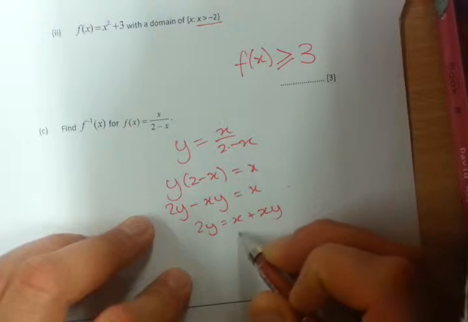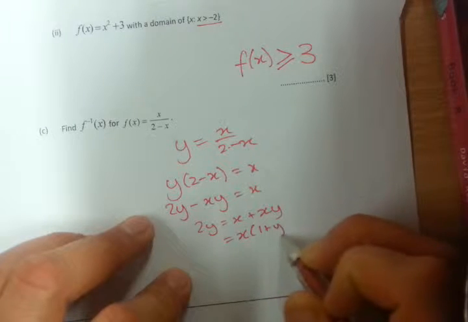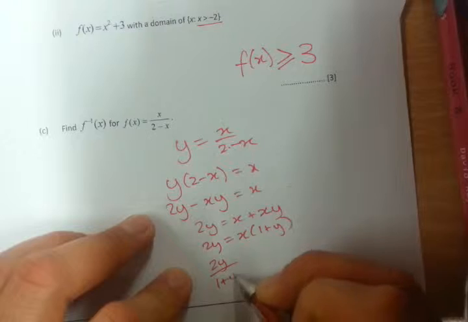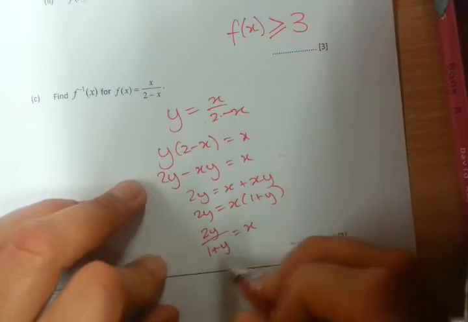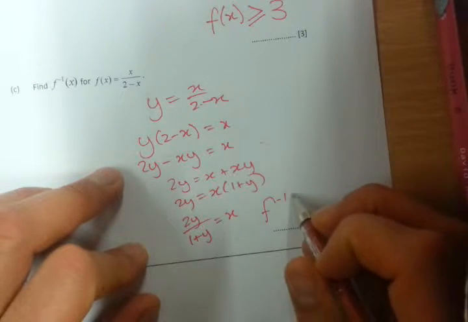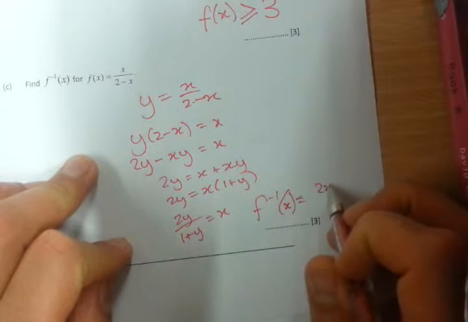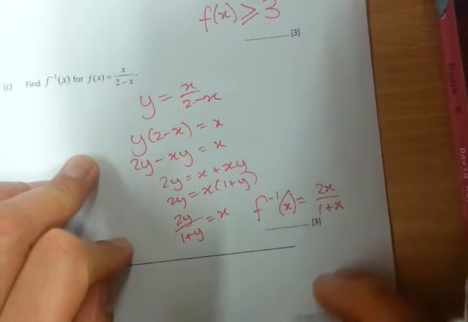And now we can factorize out the x's. And then divide across. You get 2y over 1 plus y equals x. The inverse function is this thing in terms of the y's, but we change the y's to x's. So instead of 2y over 1 plus y, our answer is 2x over 1 plus x. That was quite hard.